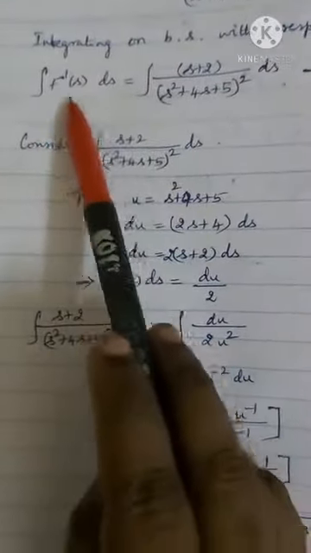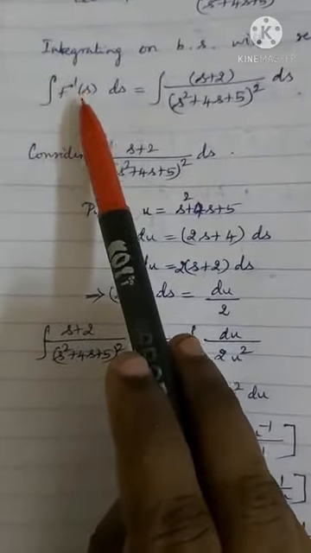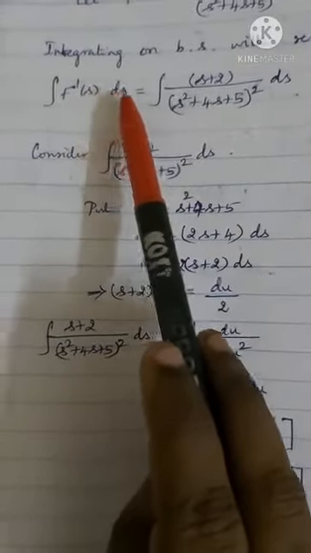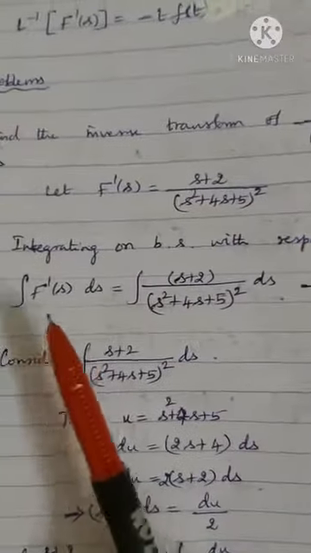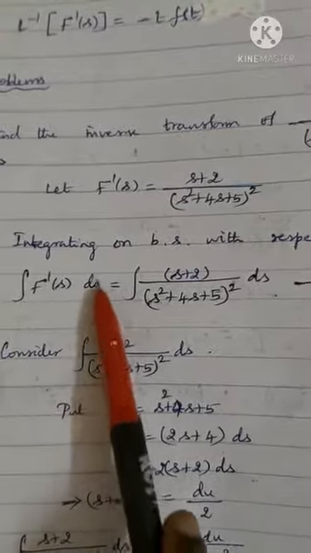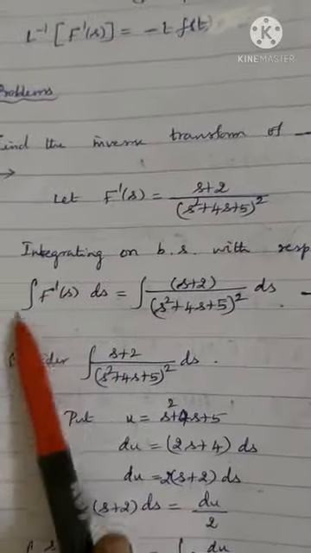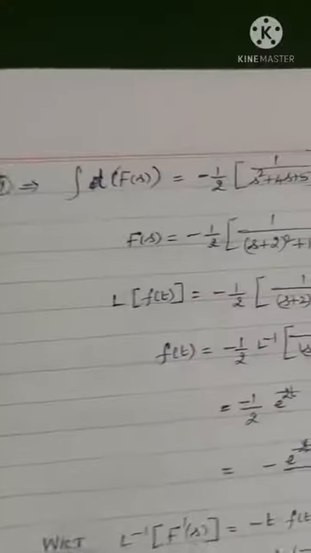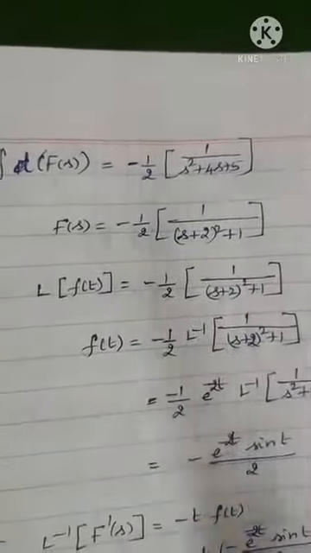And this is actually capital F of s. Differentiation of f of s is f dash of s ds, where integration and differentiation are reverse processes. It is the integral of f dash of s ds. Hence we get f of s equal to the answer which we obtained.